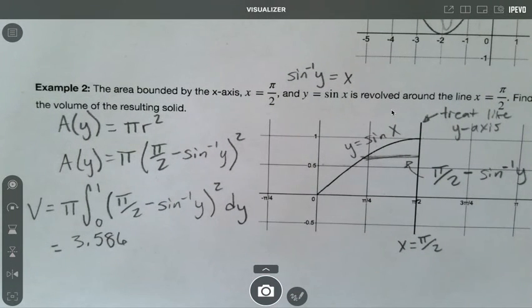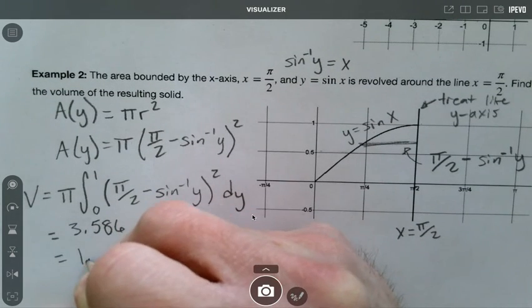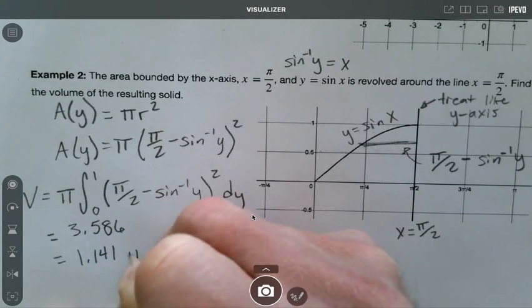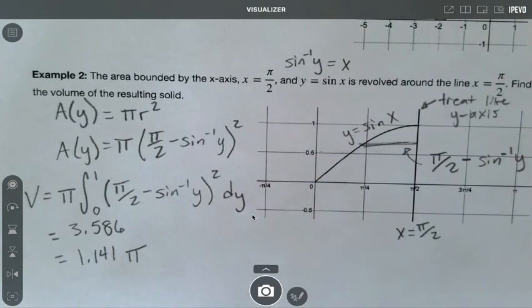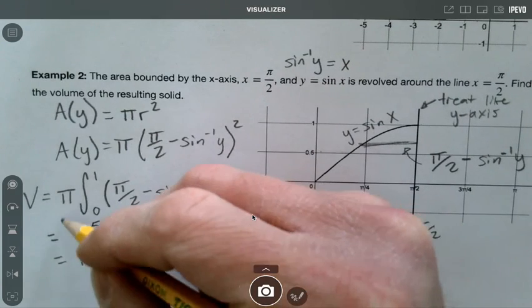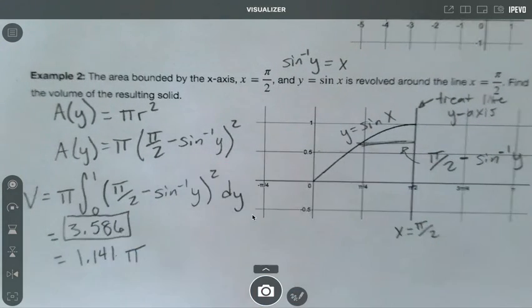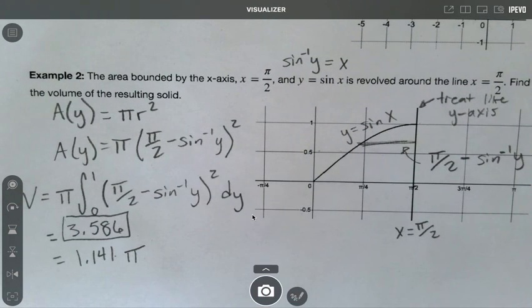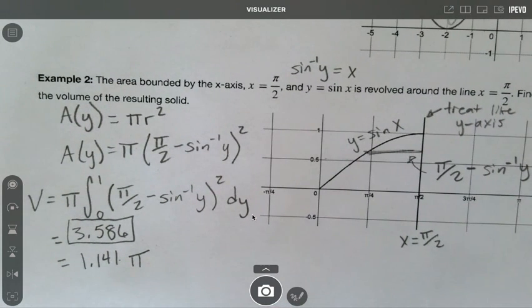So I'll give people a second to confirm that I am in fact right. You would get 1.141 pi. All right, so either of those are acceptable, but because this is a decimal, I would just go with this. All right, so that's kind of the gist of how we do this stuff.